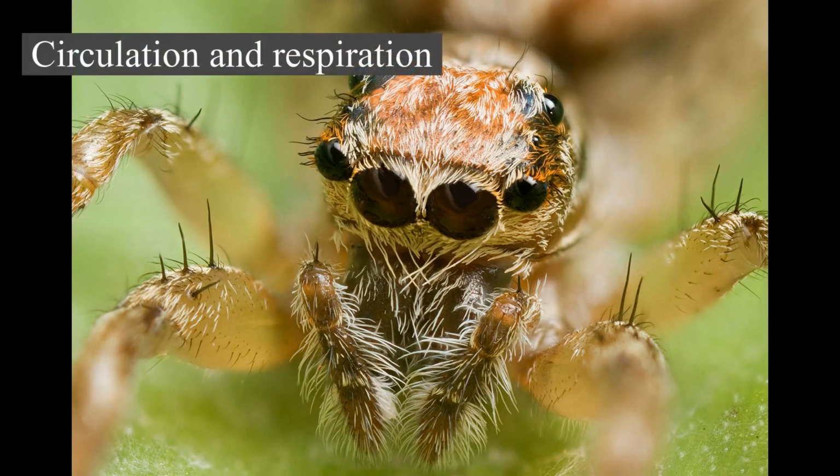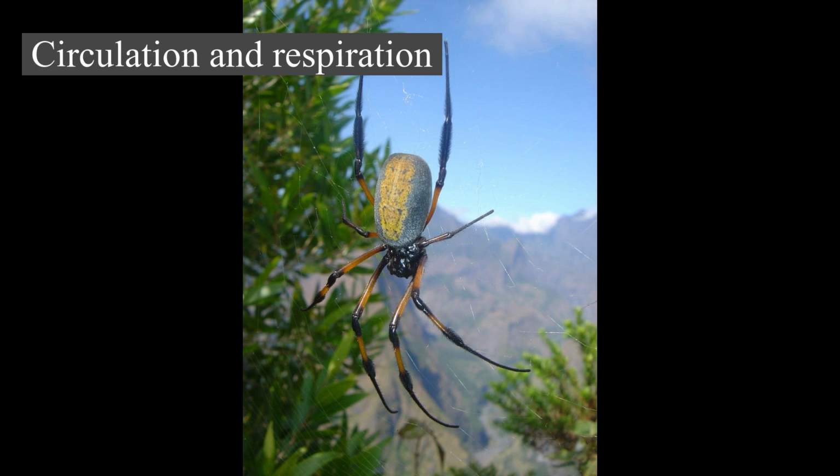Circulation and respiration. Like other arthropods, spiders are coelomates in which the coelom is reduced to small areas around the reproductive and excretory systems. Its place is largely taken by a hemocoel, a cavity that runs most of the length of the body and through which blood flows.